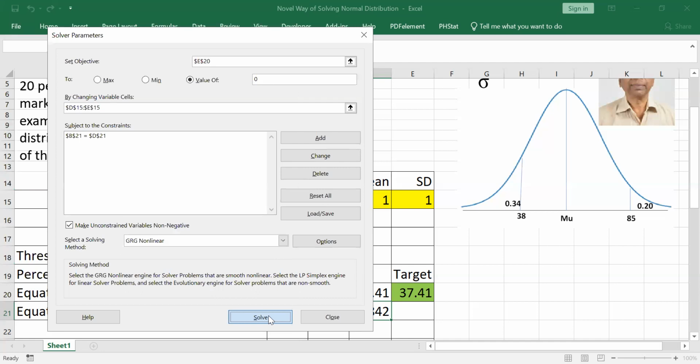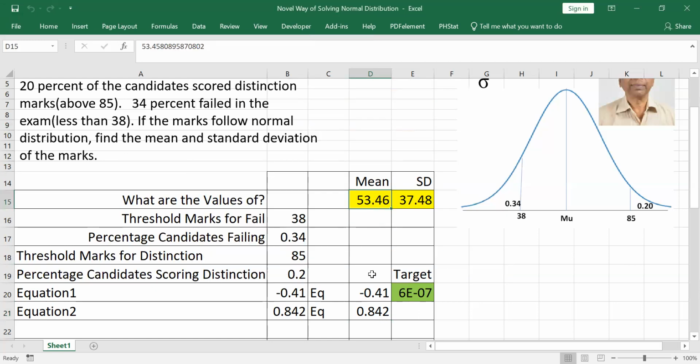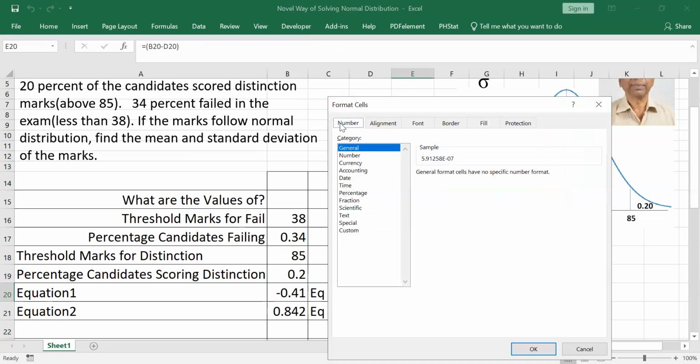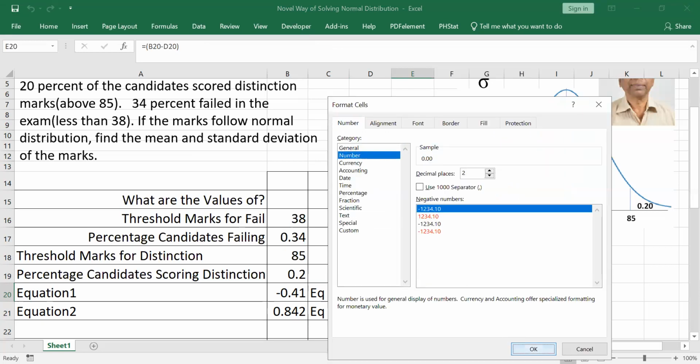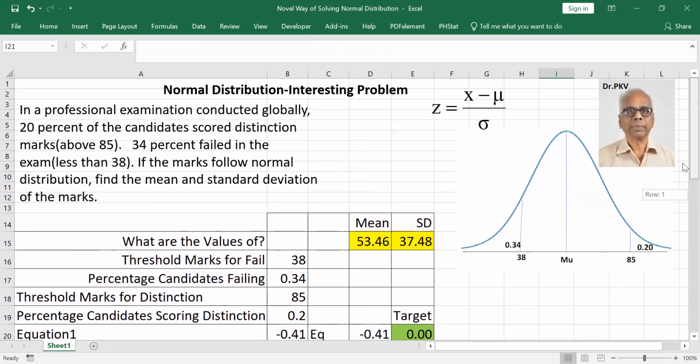By default, GRG non-linear is there. Don't do anything. Make unconstrained variables non-negative. If it's fine, solve. Now you got the answer. Mean is equal to 53.46. Standard deviation is equal to 37.48. Signed, sealed, and delivered. Target cell, it is showing as 6E minus 07, which means 6 divided by 10 power 7. If you make this format number as a number format, it will give you 0. So, ladies and gentlemen, it has been beautifully solved using the solver optimization engine.